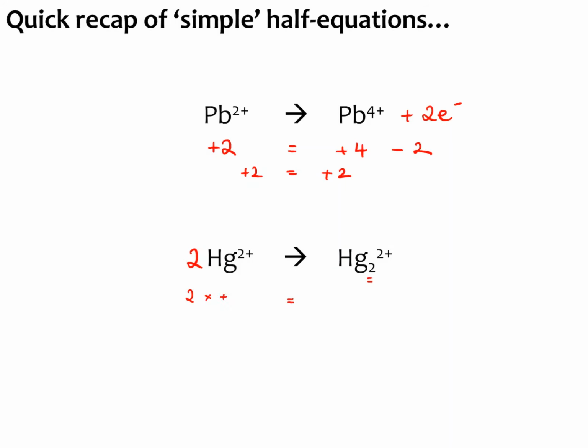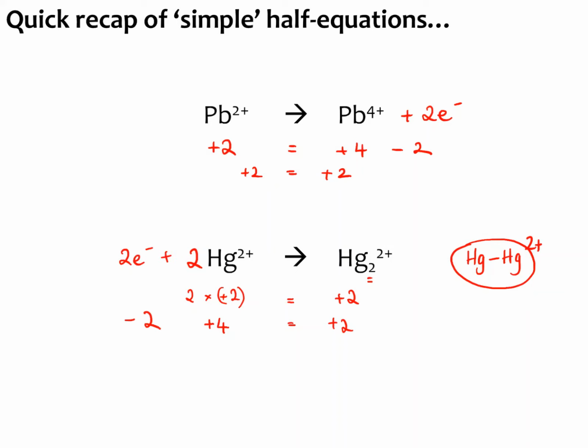We have 2 lots of this plus 2 here, so we actually have a plus 4 charge on the left, and on the right side we have a plus 2. Although it's Hg2, what we've actually got is Hg, Hg joined together like that, and then the 2 plus is across the whole of that, so it's only a plus 2. So plus 4 on the left goes to plus 2 on the right hand side. That shows us that the electrons have to go on the left, because we then have minus 2 plus 4. Mathematically that is correct, and that is our half equation.